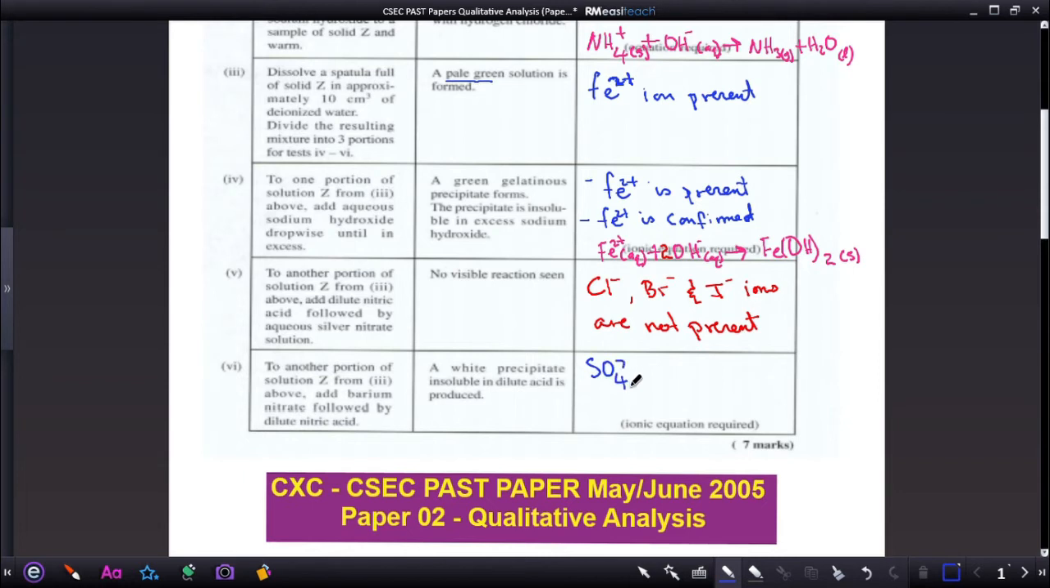When barium reacts with the sulfate, the white PPT of barium sulfate is produced, and we know that all sulfates are soluble except barium, calcium, lead, and silver. So the sulfate ion is present. Once you see barium nitrate followed by nitric acid, you know that we are testing for the sulfate ions, and we got a positive observation, which is the white PPT, because barium sulfate is a white solid.